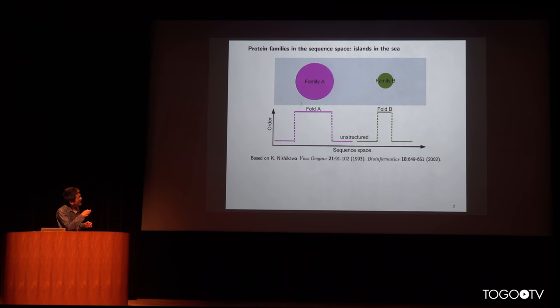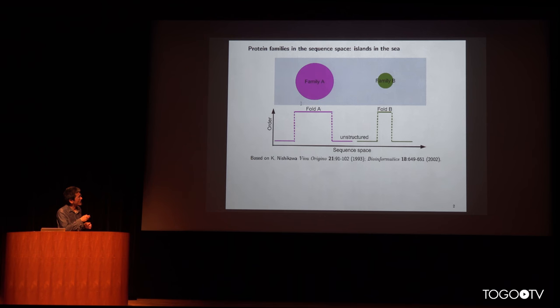If you look at the sequence space, you will see that natural proteins are clustered like islands in the sea region. Each island is characterized by a specific unique native fold, like this. And between the islands, there is the sea region where polypeptide sequences cannot fold. So these sea regions represent unfoldable proteins, and these islands represent foldable proteins.